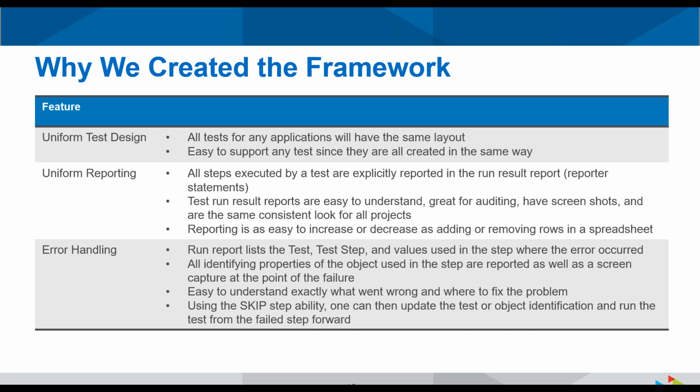We also report on the properties that we were using to try to identify an object that we could not find, and that helps us understand if the object had changed or if we had not identified it well enough, and we can fix that problem. Then we can use our ability to skip steps and start from the point of the failure and run from there and ensure the rest of the test works. And of course, later on, we would run the whole test over again, but we can fix one thing and move on.